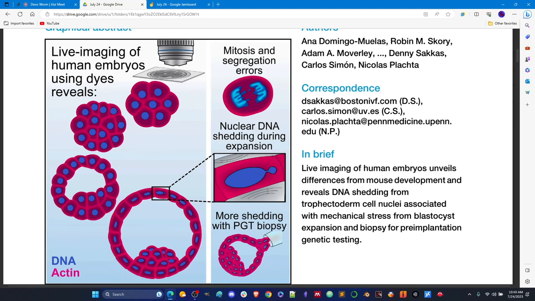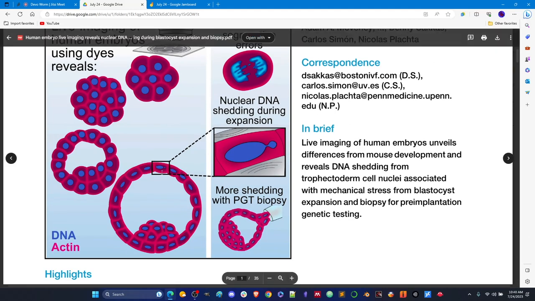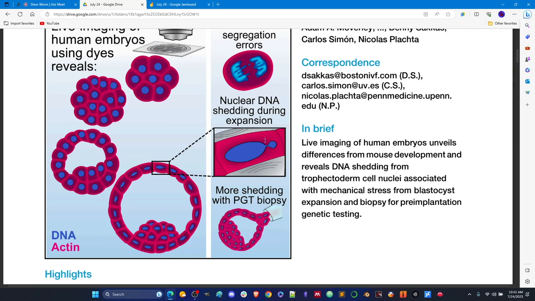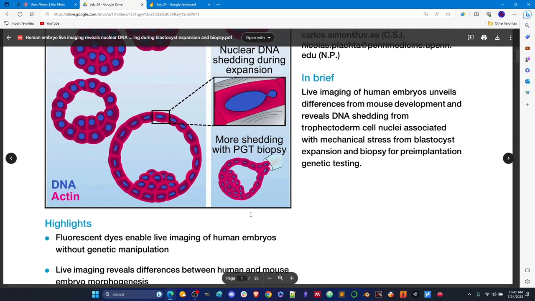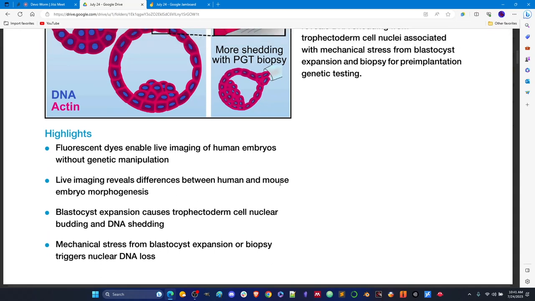You also get this nuclear DNA shedding during expansion. As the cell structure expands, as you see here, you get this nuclear DNA shedding that comes from the nucleus of the cell. So the nuclear DNA kind of comes off and sheds. And then they do this biopsy and you get more shedding here. So the highlights of the paper are they're using a fluorescent dye assay, which means they introduce a dye to stain the things they're interested in so you can see them clearly under a microscope.